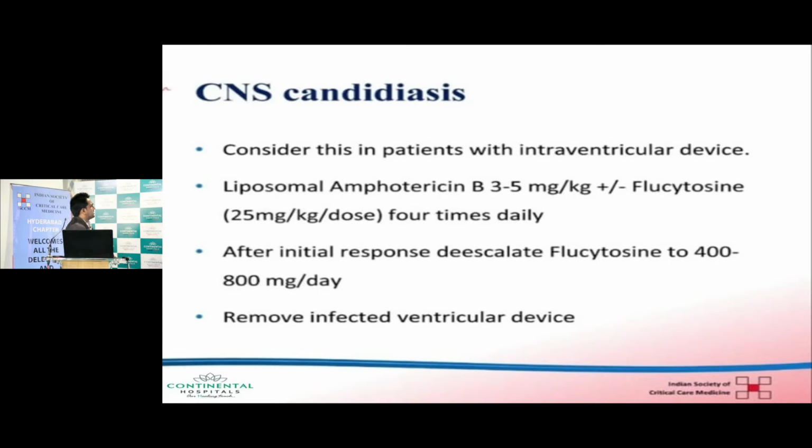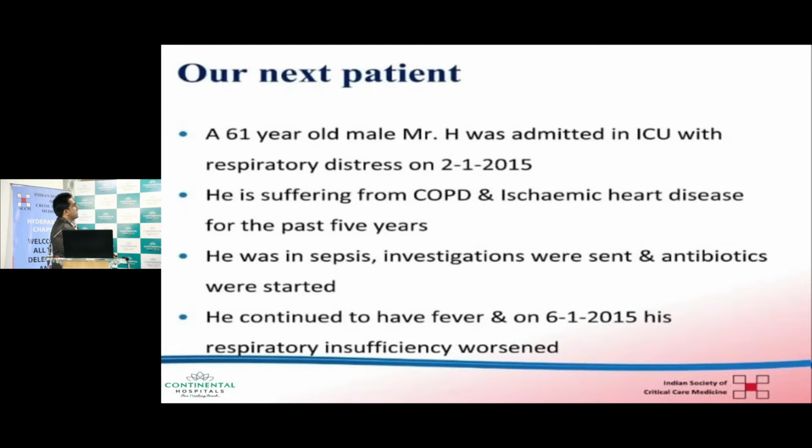The treatment is liposomal amphotericin at a dose of 3 to 5 mg per kg with flucytosine 25 mg per kg per dose 4 times daily, followed, after initial response, by de-escalating flucytosine to 400 mg per day, and we have to remove the infected ventricular device.